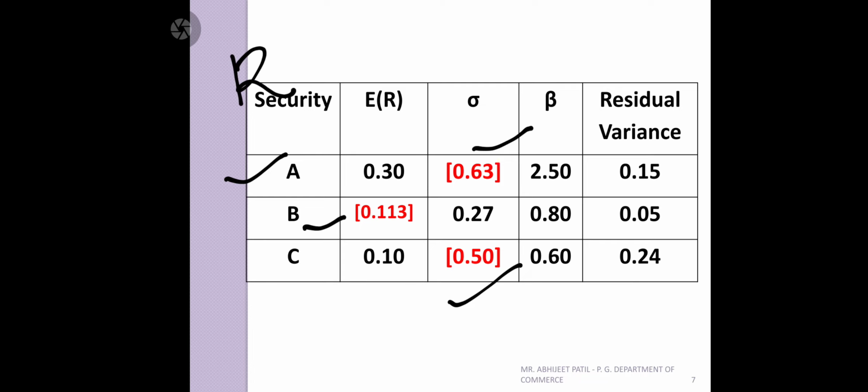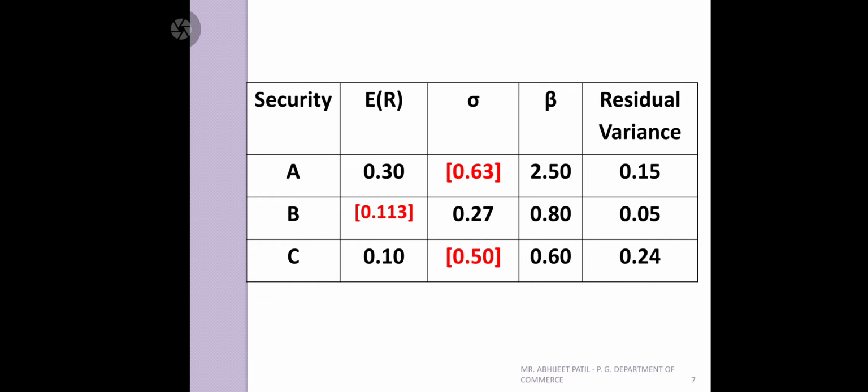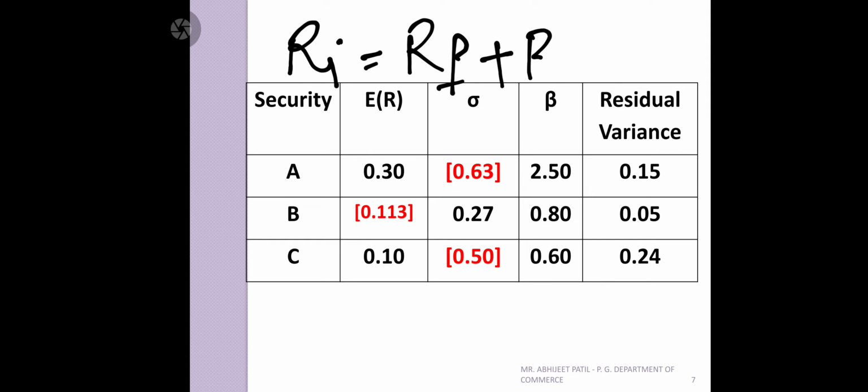Ri to find out the return when the missing value is given. To find that, we should use the equation Ri is equal to Rf plus beta into Rm. This one we can use. We cannot use the CAPM equations here because all the information is not available, and basically for the table we can use this equation only.